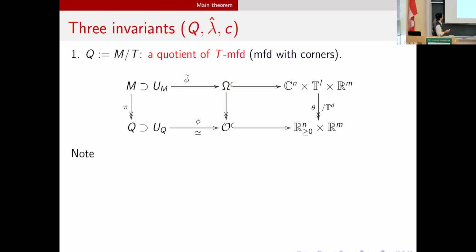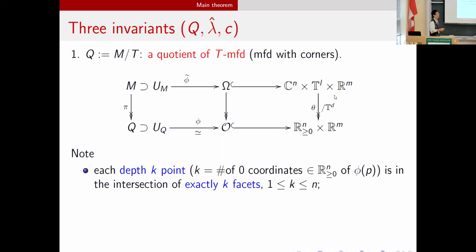First, we see that this is more than a manifold with corners. This also has the structure of a manifold with faces. So it means that for any depth k point, now this script M is a notation of the manifold with corners. So let's take a point P from the UQ. Then we have some chart written by R^n positive O and R^m. If there are k zero coordinates in the R^n positive O of the image of P, then we call it a depth k point.